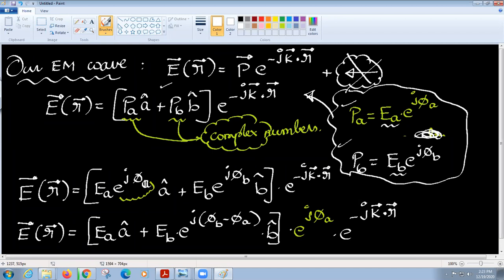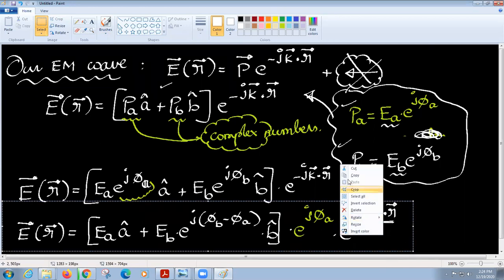You must understand this e power negative jk dot r, this is the oscillation component. Okay, the wave is traveling, say, along this direction. This is k dot r, it's traveling along the direction. So it is oscillating along that direction. So we will associate other components to it. Okay. So now what I'll do is we will cut this first. This is decent. So we will cut this.